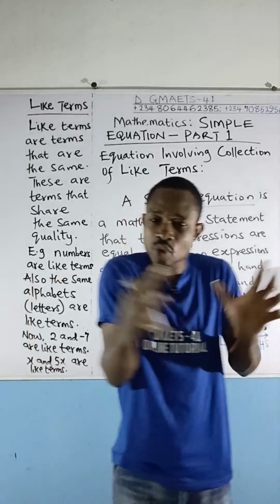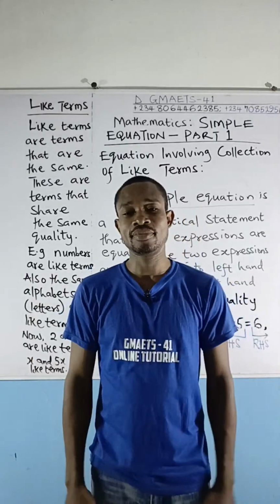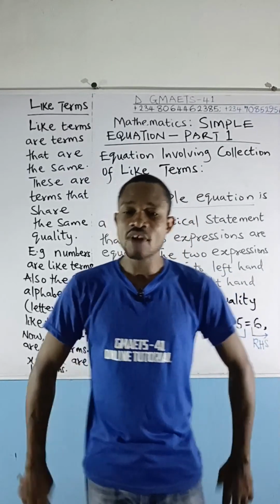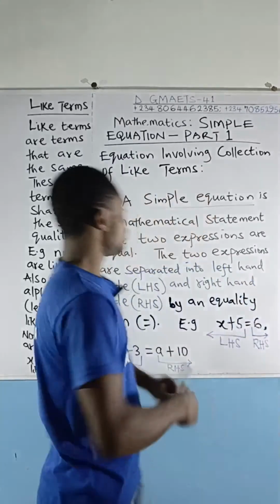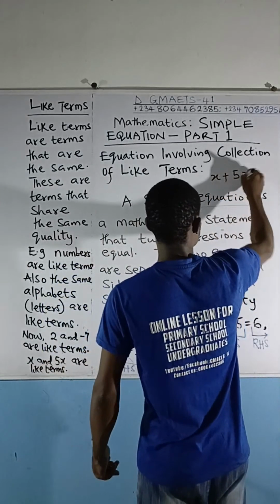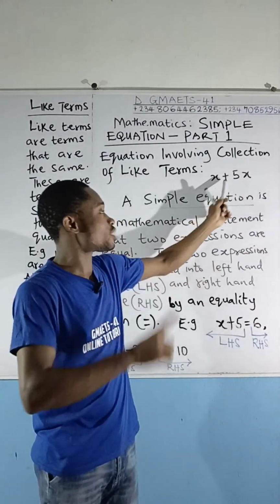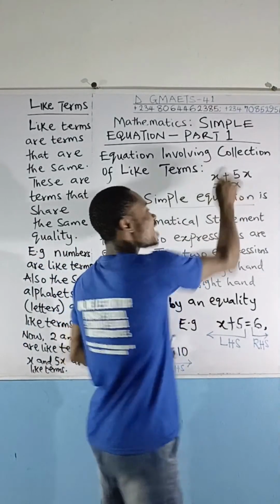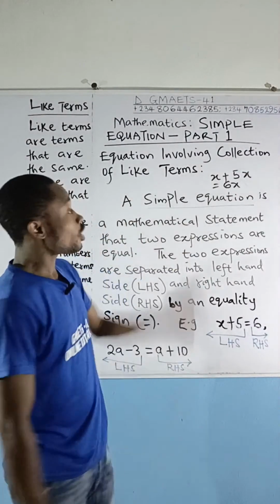When you bring them together, bringing them together is to add them or subtract them. It is only like terms that you can do that to. If you have something that is not like terms, you can't add them, you can't subtract them. I'll give you a quick example. If I say x plus 5x, you can add them. 1x plus 5x will give you a total of 6x. You can add them because they are the same thing. They are like terms. You can also subtract them.